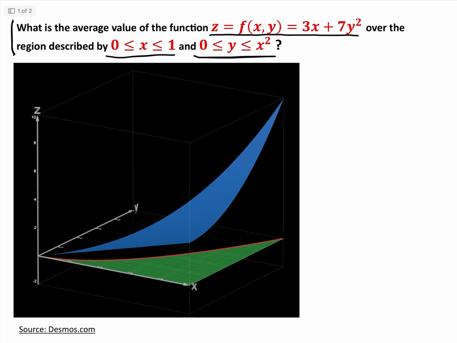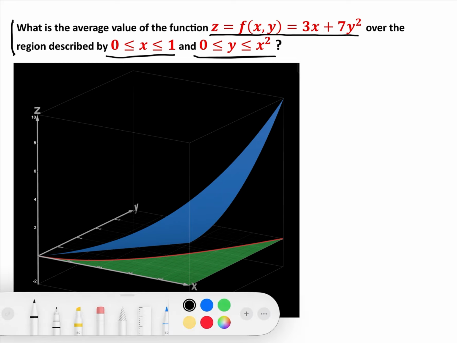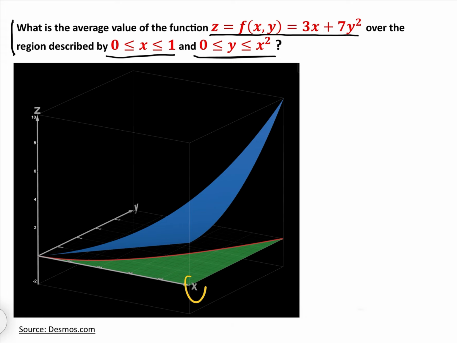Now let's just have a quick look at that on this 3D graph here, source desmos.com. Thank you very much, Desmos. Let's change colour to yellow to make it a little bit easier. So we've got the x-axis here, the y-axis here, and the z-axis here. And basically, the region described is between x equals 0 and 1. Y equals 0 and x squared, well that is the line y equals x squared.